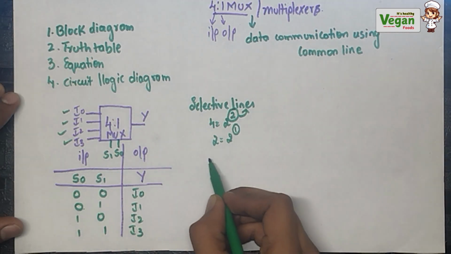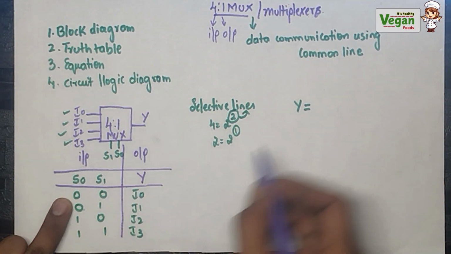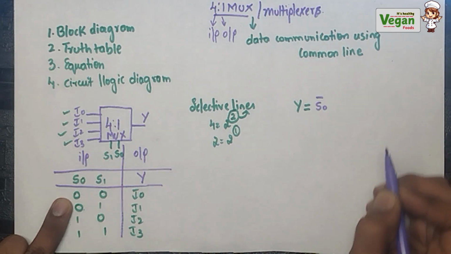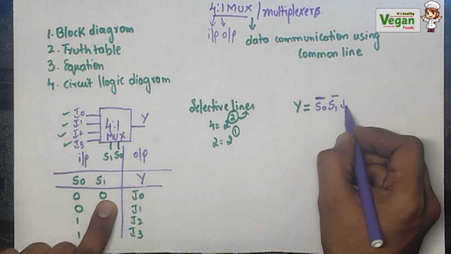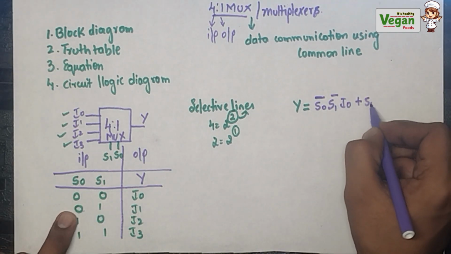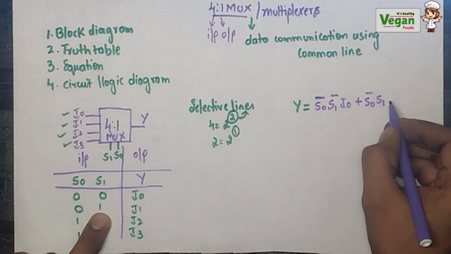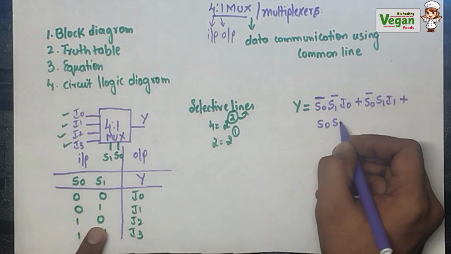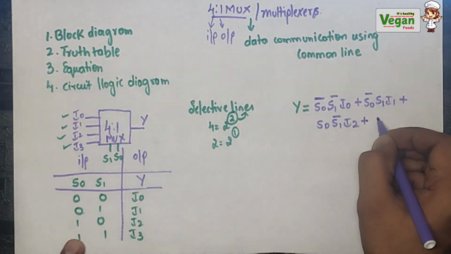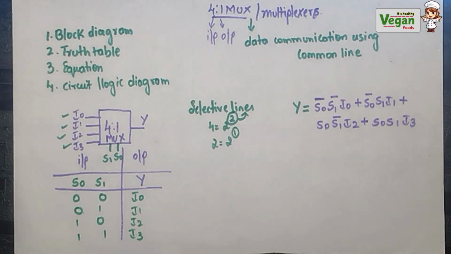Now let's write the characteristic equation. The characteristic equation we will write for the output. For the first one, I0, S0 value is 0, so I will write S0 bar, S1 bar, because S1 value is also 0, I0, plus S0 bar, S1, because its value is 1, I1, plus S0, S1 bar, I2, plus S0, S1, I3. So this will be the equation for the output, that is Y.